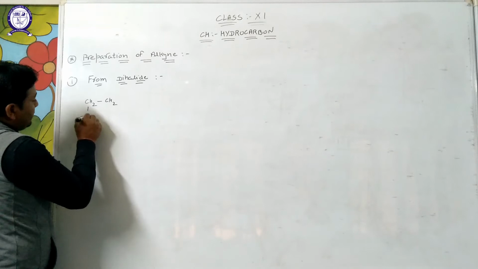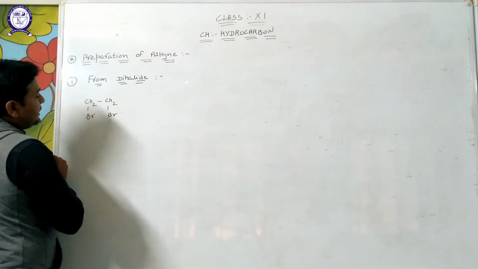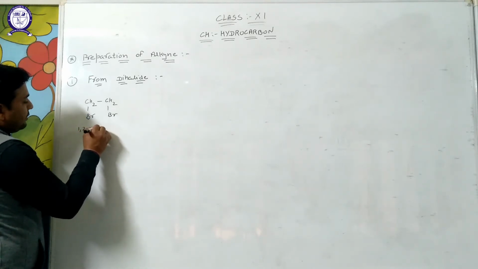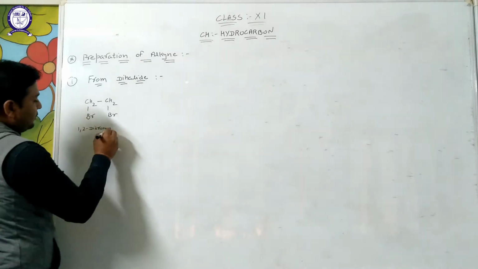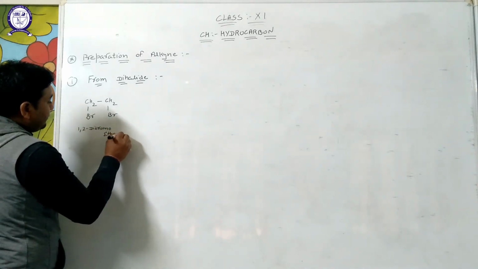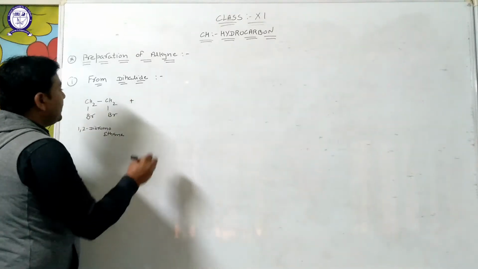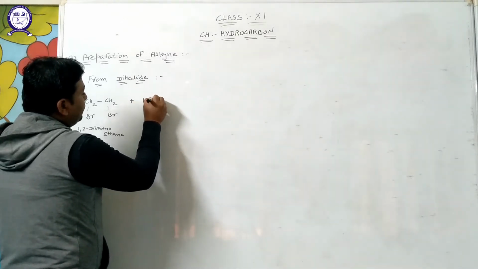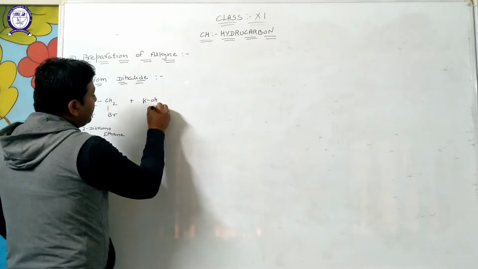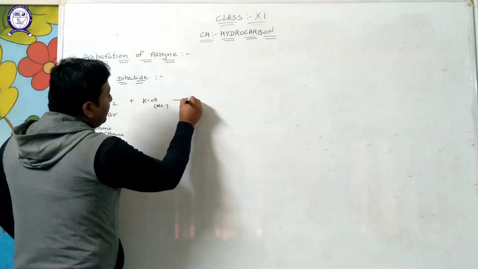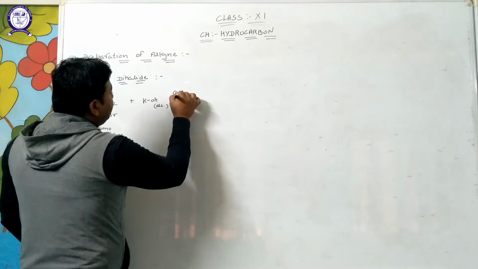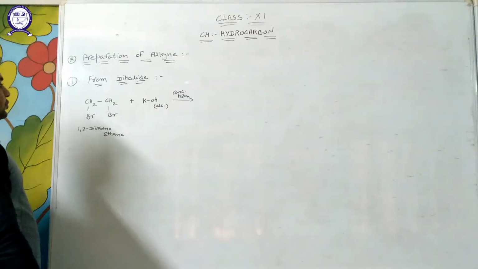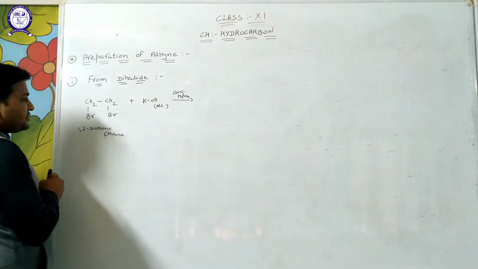Take an example, CH2Br-CH2Br, naming the compound, 1,2-dibromoethane. It reacts with alcoholic KOH in the presence of concentrated H2SO4, which means an elimination reaction takes place.